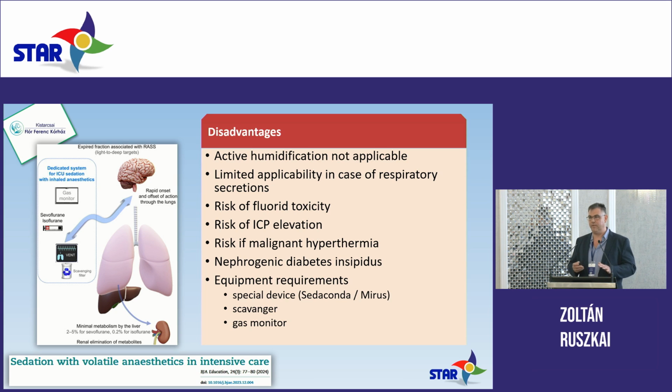We have to talk about some disadvantages also. If we use volatile anesthetics, we can't use active humidification. If there are many respiratory secretions, we cannot use them, or it limits their usage. The fluoride toxicity and ICP elevation are well-known risks, and malignant hyperthermia is really rare, but we have to think about it every moment. And there are some equipment requirements that are not so cheap, in fact they are expensive.